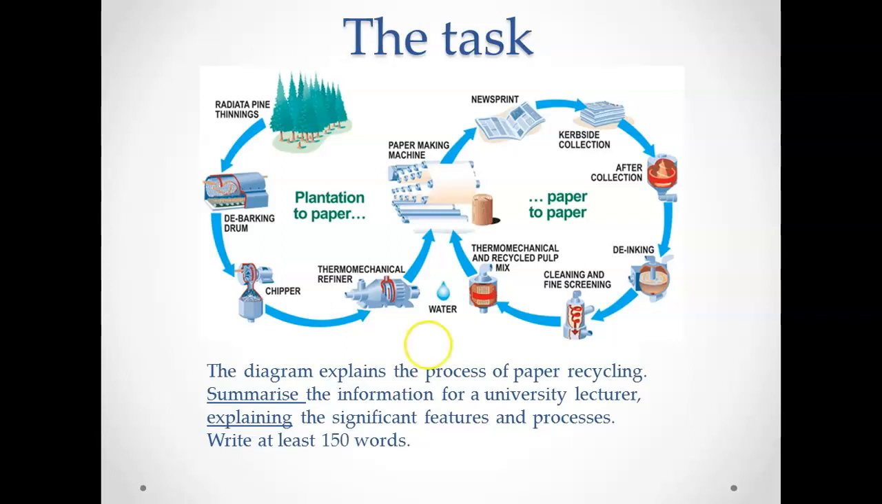I hope you can see very quickly that the diagram is separated into two clear parts. There's this side, from the plantation or the forest to the paper, and the second side is from the first time they make the paper and back to the same. So two clear, separate parts.